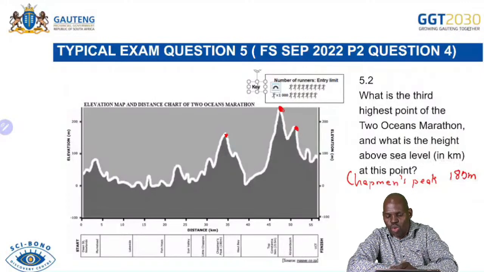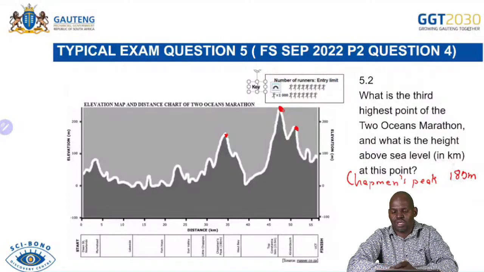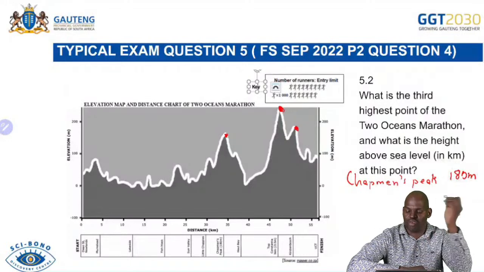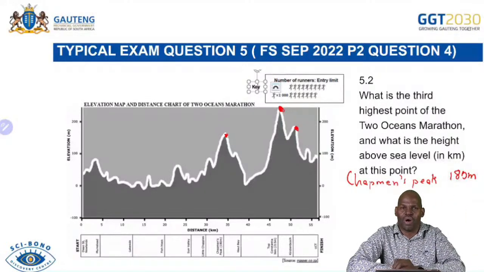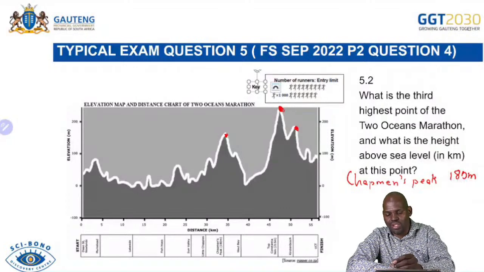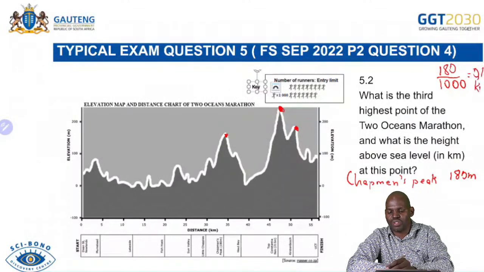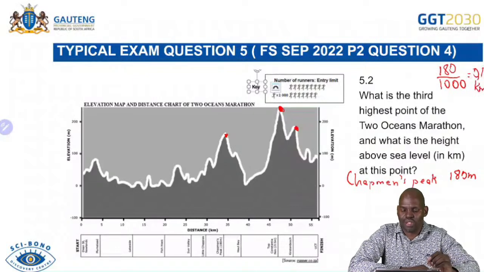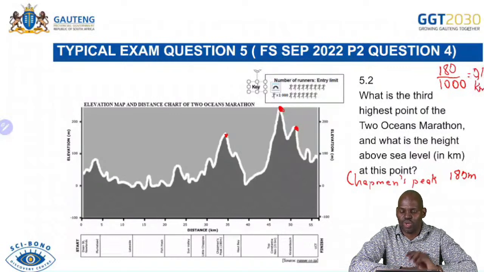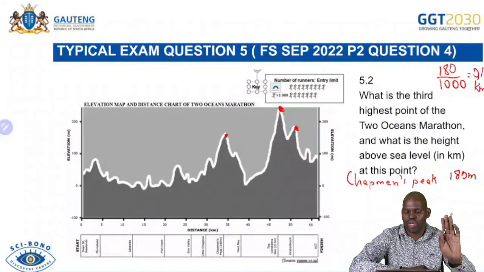So it means this one, we don't just write it in meters, but we need to convert it. How do we convert from meters to kilometers? From meters to kilometers, we need to divide by 1,000. So if we divide 180 by 1,000, this will give us 0.18 kilometers. So that is the answer for number 5.2. You had to answer two questions in this case. You had to give the name and also give the height, which must be in kilometers.